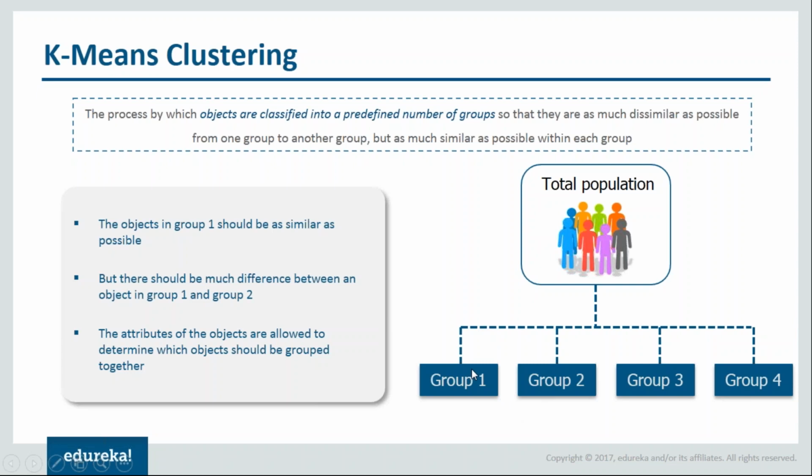The main thing that we should keep in mind is that the objects in group 1 should be as similar as possible, but there should be much difference between an object in group 1 and group 2. It means that the points lying in the same group should have similar characteristics, and they should be different from the points lying in a different cluster. And the attributes of the objects are allowed to determine which objects should be grouped together.